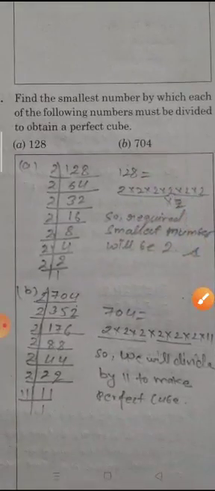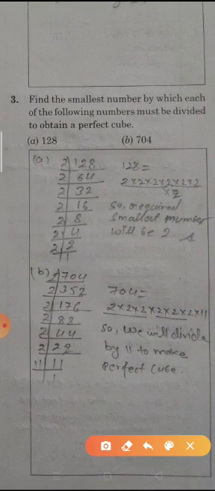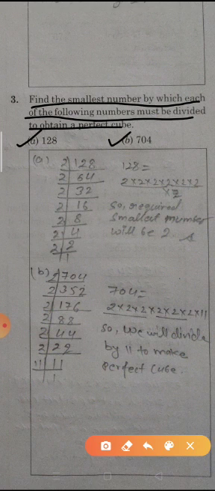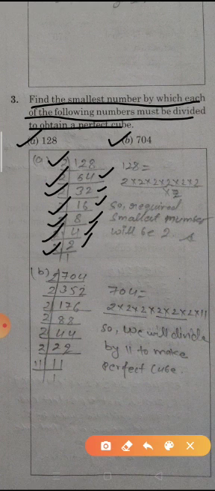Question number 3. Find the smallest number by which each of the following numbers must be divided to obtain a perfect cube. 128 and 704. Now the prime factors of 128: divided by 2, 64; divided by 2, 32; divided by 2, 16; divided by 2, 8; divided by 2, 4; divided by 2, 2; divided by 2, 1.